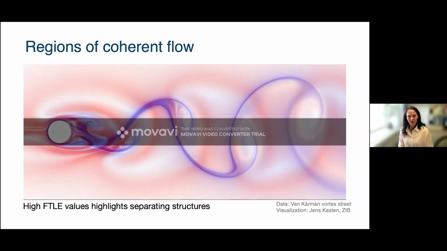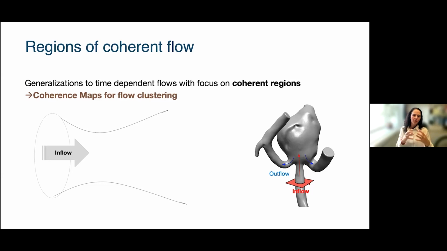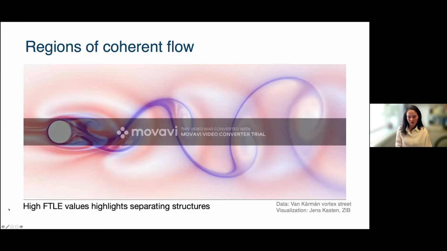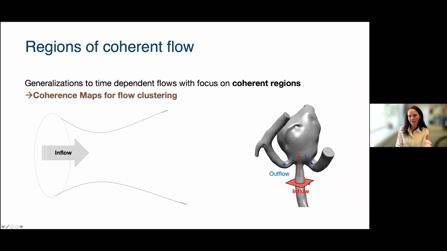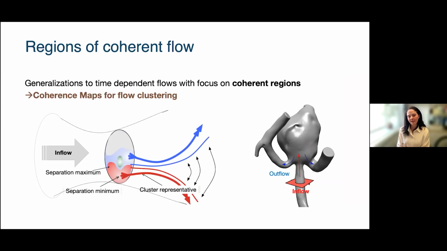We can also look at coherent regions, and this can be especially well investigated if we have a flow in a tube, something that we often have in vessels, where we have a clear inflow area. And then we place a plane in this inflow area and measure how the particles passing through this plane would separate, and generate this way a map on this inflow area, showing you regions of coherent behavior.